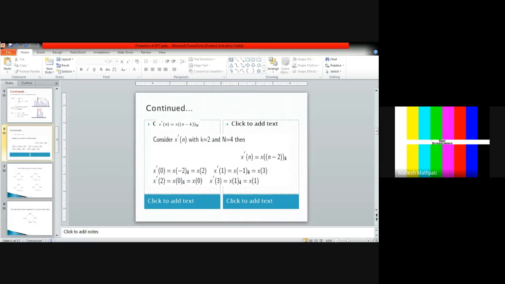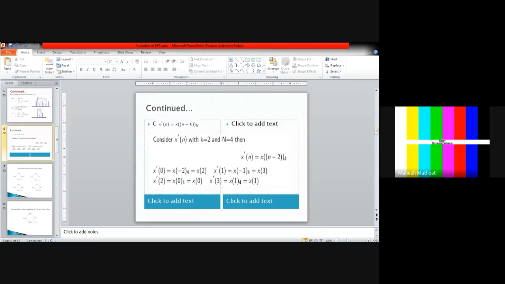So the samples are given as 0, 1, 2, 3. So the value of 4 is not present there. Then what is happening? It is repeating this value again, right? So the value of 0 is coming at 4. So I am just writing it as x of 4 equals x of 0. That is, x of 4 will be equal to again x of 0, which has the value of 5, right?